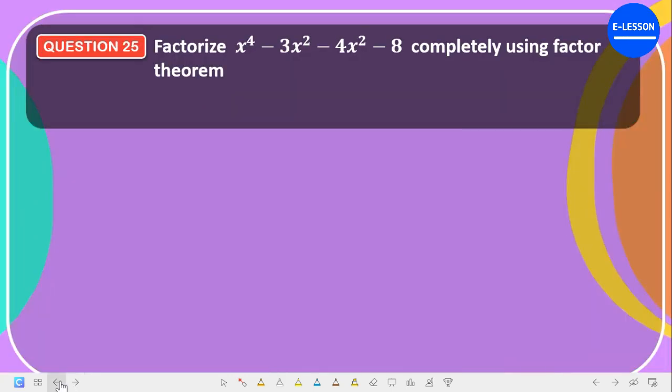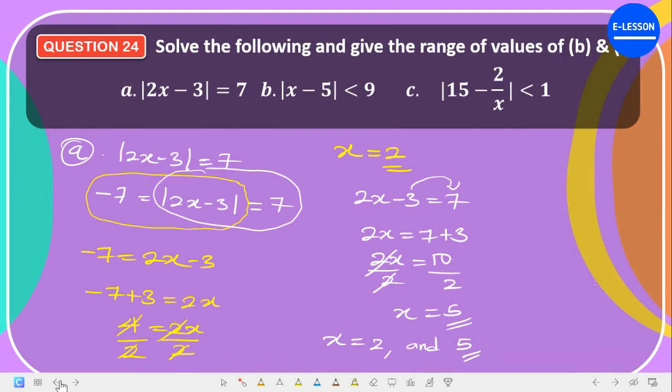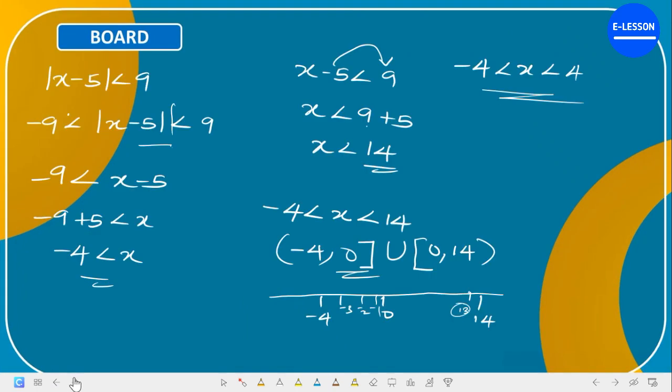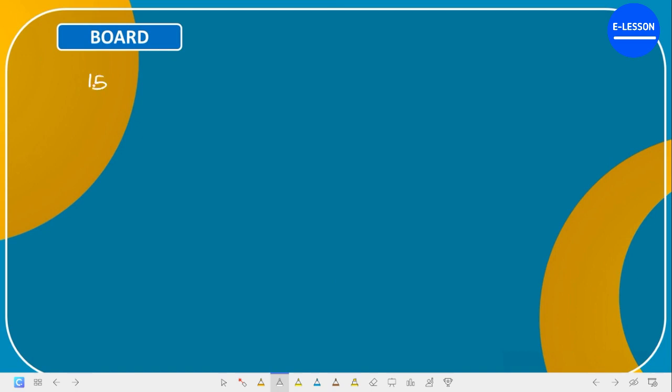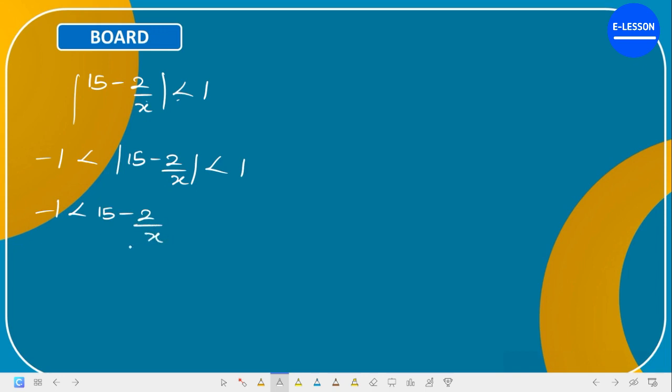Now the next case is 15 minus 2 over s is less than 1. So let's write that one down. 15 minus 2 over s is less than 1. So what would this one be? Minus 1 is less than 15 minus 2 over s, which is also less than 1. And this will become minus 1 less than, if we take one side first, 15 minus 2 over s. Now, this will be over 1.